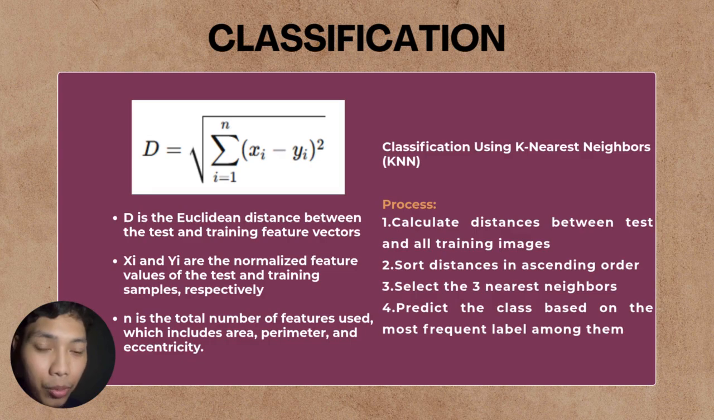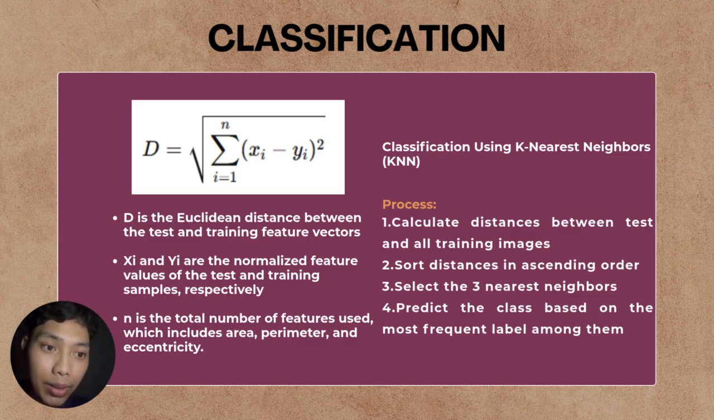And N is the total number of features used, which includes area, perimeter, and eccentricity. In the process, number 1 is to calculate the distance between the test and all training images. 2, sort the distances in ascending order. 3, select the 3 nearest neighbors. And the last one, 4, predict the class based on the most frequent label among them.